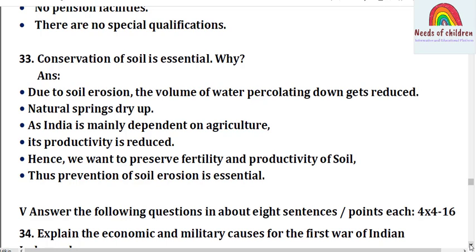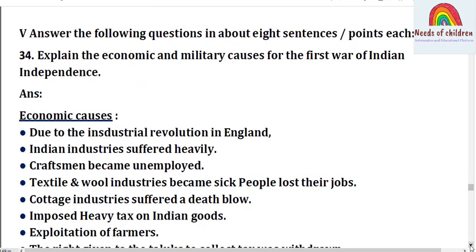Let's move on to the 4-mark questions. Answer the following questions in 8 to 10 sentences each. Students, there will be 4 four-mark questions, total 16 marks. Among that, the first one is question number 34. But here it is a choice question. This is a history choice question, question number 34.